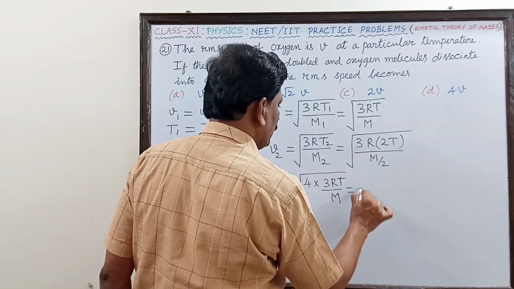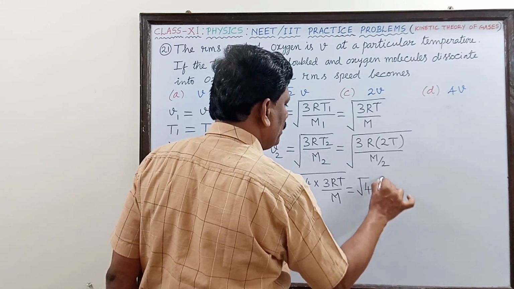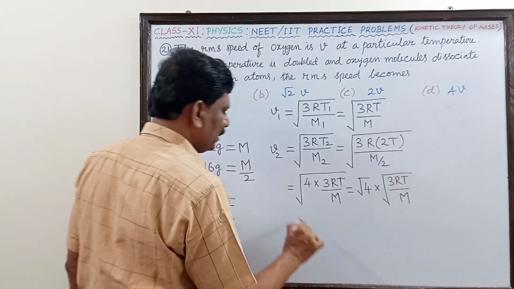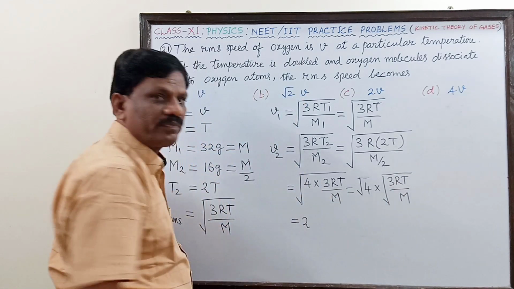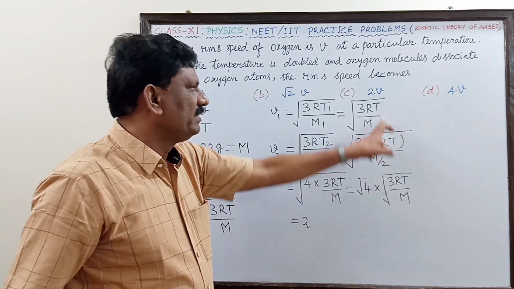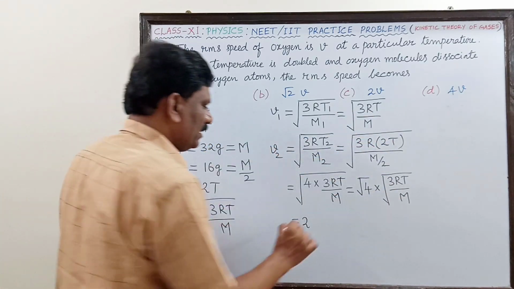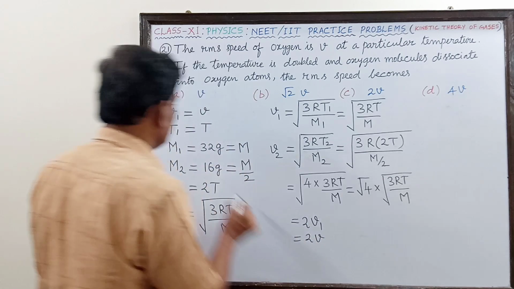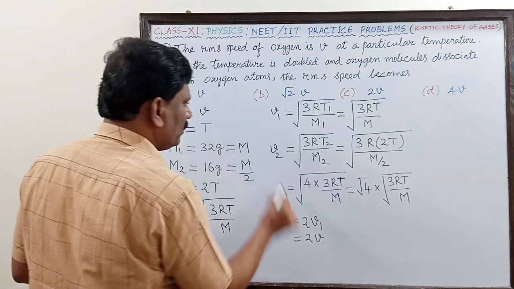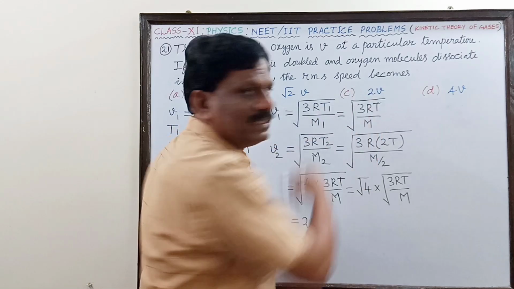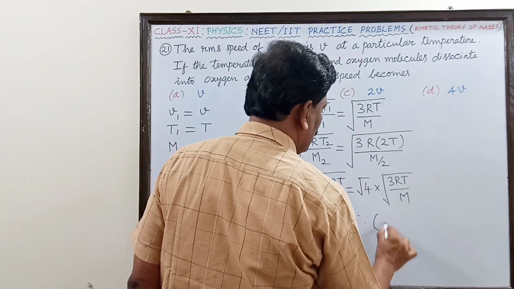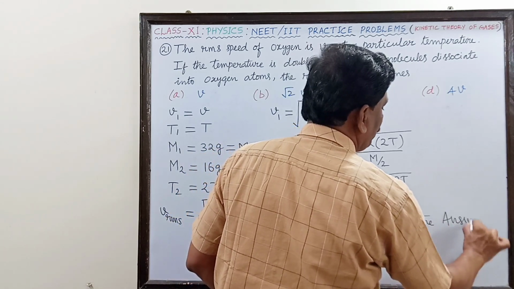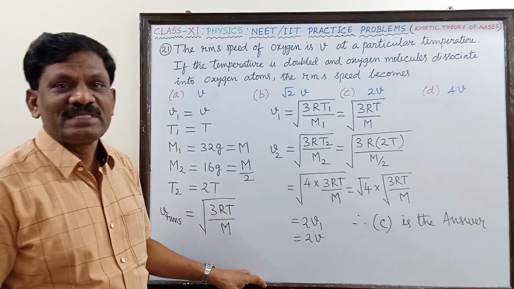So this is equal to square root of 4 into square root of 3 RT by M. Square root of 4 is 2. Then square root of 3 RT by M is nothing but V1. So this is V1, that is equal to 2 times V, because V1 is equal to V. So the answer is option C. Understand? Therefore option C is the correct answer. I hope you must have understood well. Fine.